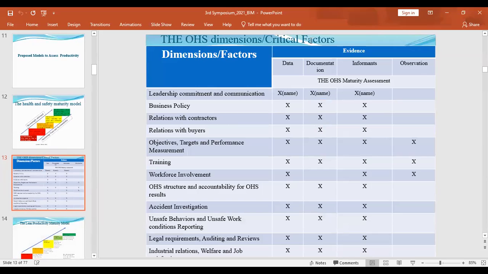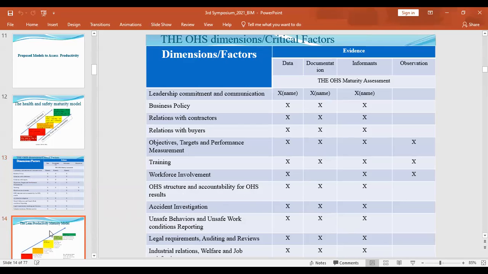These are the critical factors we consider as variables in this study: leadership, commitment, and communication for business policy, relation with contractor, relation with buyer, objective target and performance measurement, training, workforce involvement, occupational health and safety, accident investigation. This is not limited; we can extend it, no problem. But this is what we considered.